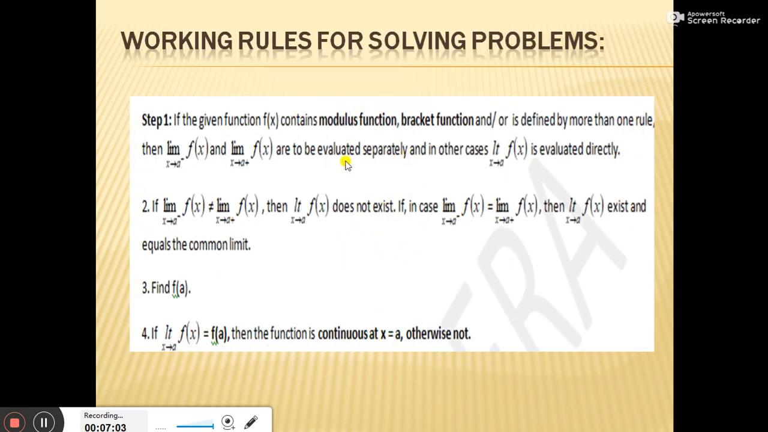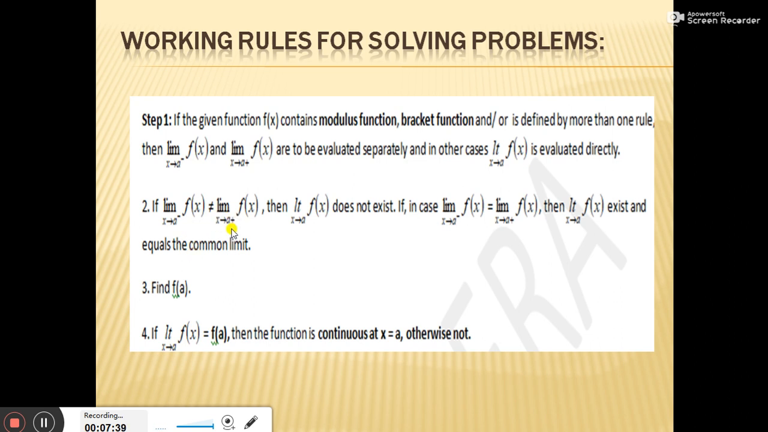And now we have to see how to solve the problems. The first one: if the function contains a modulus function, bracket functions, or is defined by more than one rule, that means a piecewise function, a function in parts, then we have to find the left hand limit and right hand limit separately. And if modulus function and bracket functions are not there, and it is a simple function, then we have to evaluate directly.